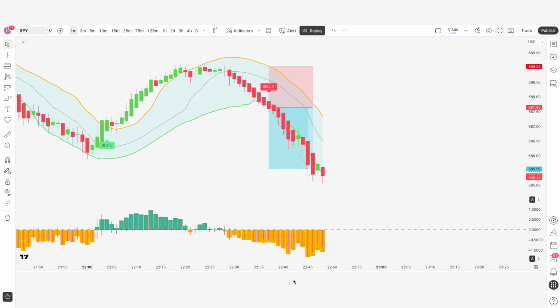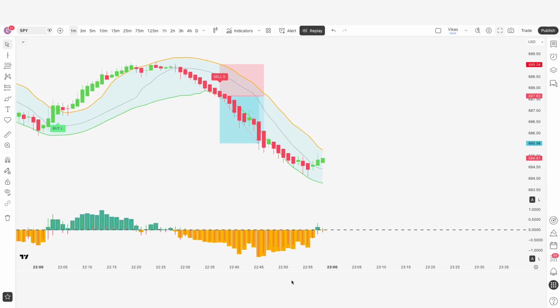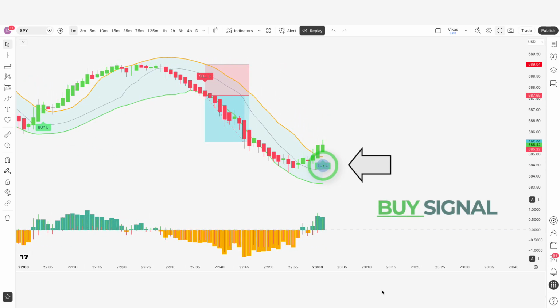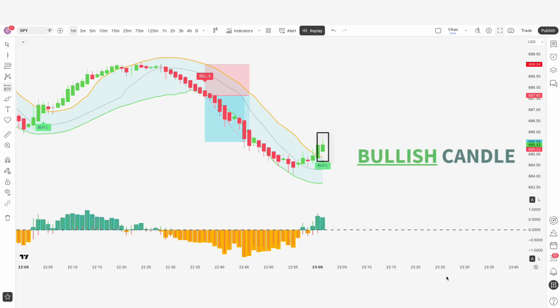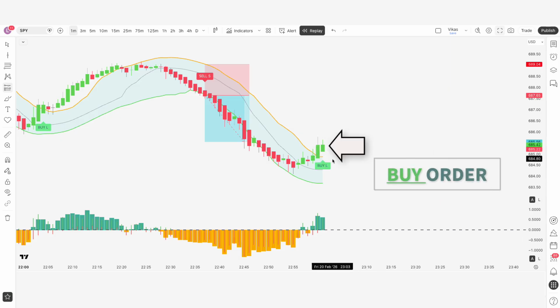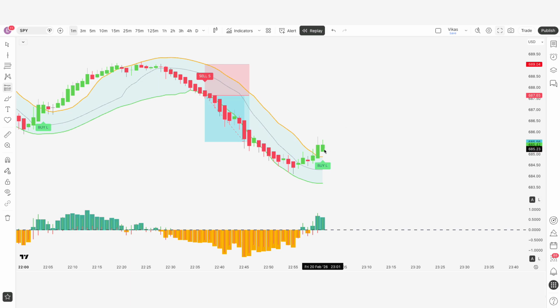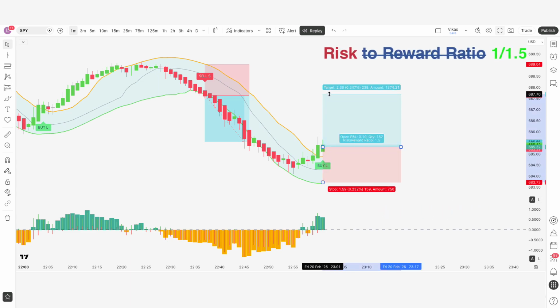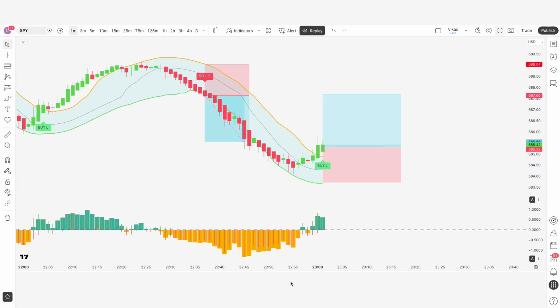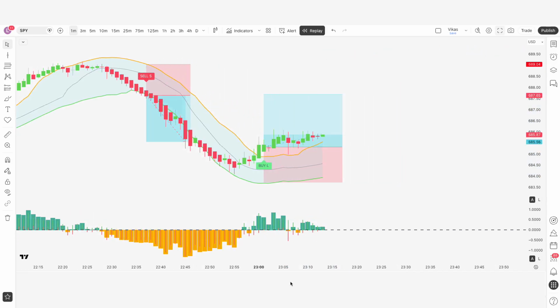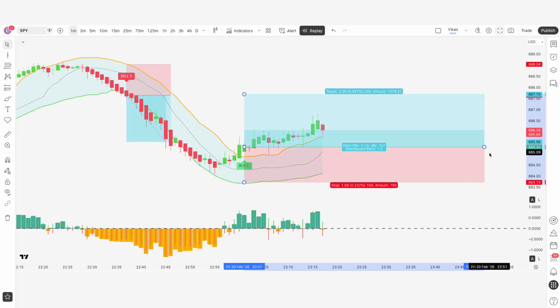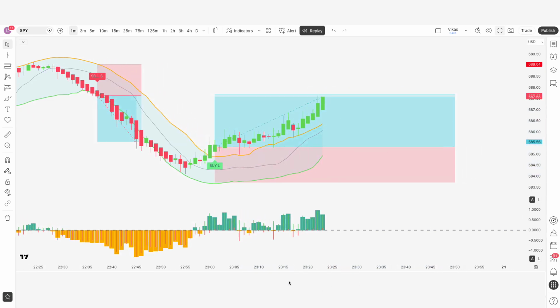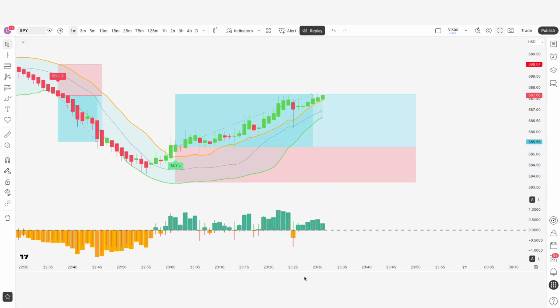Let us now understand the long position. When the adaptive rolling arrow of this indicator is a buy L signal, the Elder Ray indicator should show green columns, and the market forms a bullish candle. If this condition is fulfilled, then we will place a buy order. Our stop loss is to be placed at the green line, and the risk to reward ratio will be 1:1.5. The market has completely hit the target.